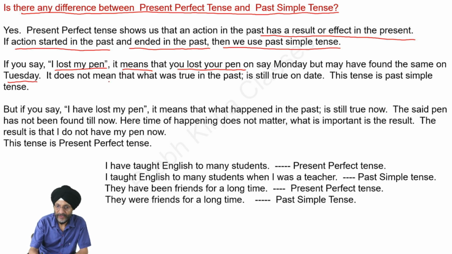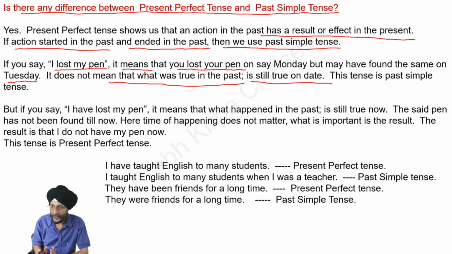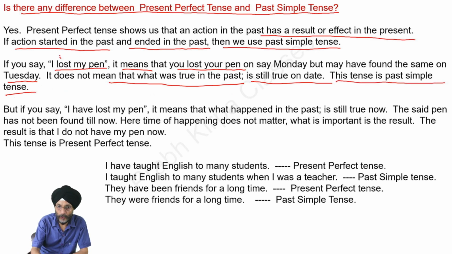It does not mean that what was true in the past is still true on date, that is in present. That thing that we have lost, I had lost the pen, is not true as I have found the pen. This tense is simple past tense. That is, I lost my pen is simple past tense. But if you say, I have lost my pen, it means that what happened in the past is still true. That is, the pen was lost earlier and the same has not been found till now.